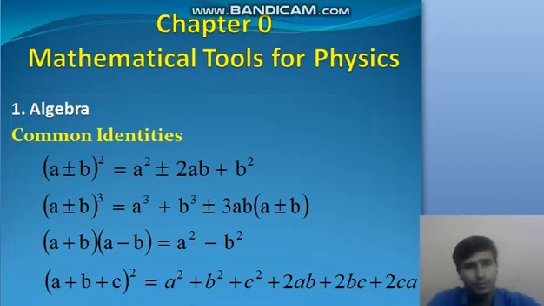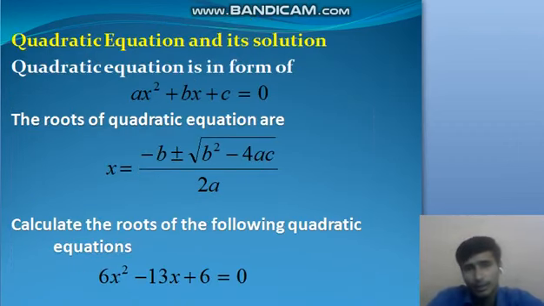Another thing you must remember is the quadratic equation and its solution, right? So what is the quadratic equation? A quadratic equation is in the form ax square plus bx plus c is equal to 0. Some roots of the quadratic equation are easily found, but for some quadratic equations we cannot easily find their roots. So we use the formula x is equal to minus b plus or minus under root b square minus 4ac, divided by 2a, to calculate the roots of the quadratic equation.